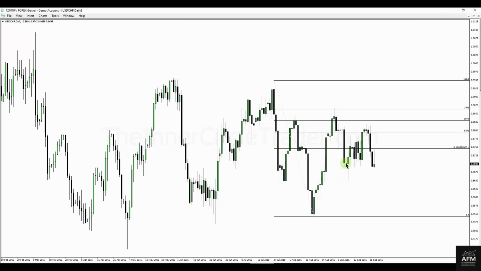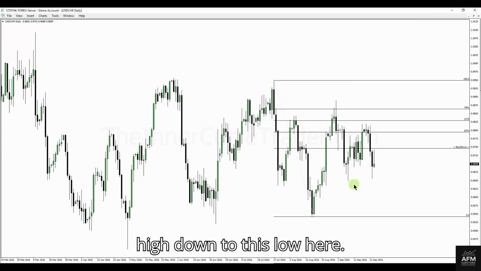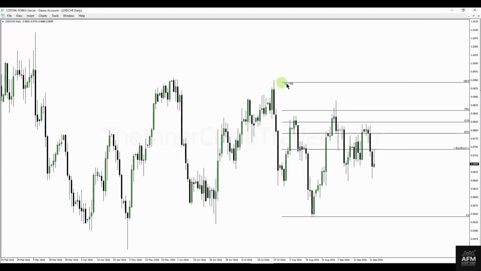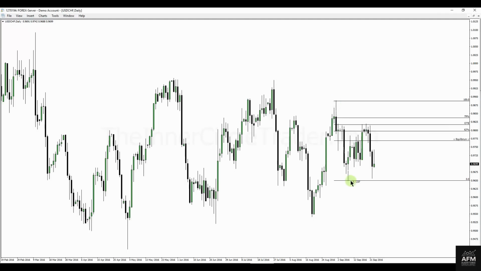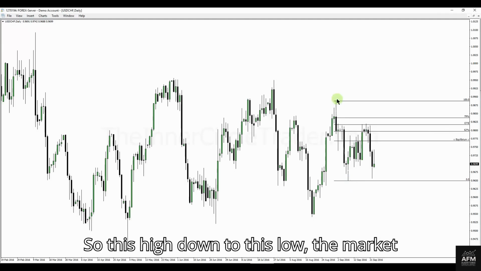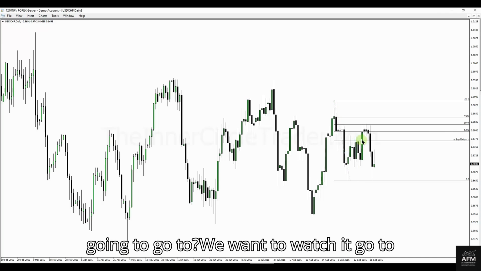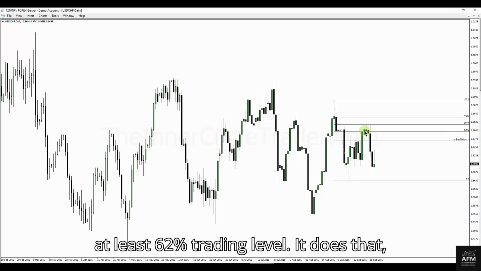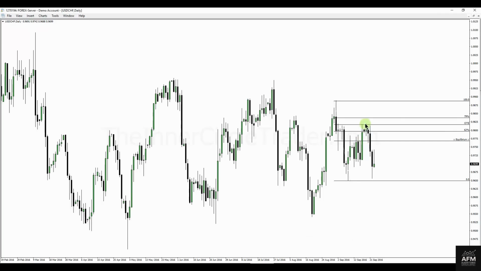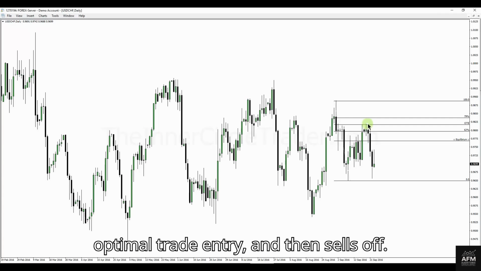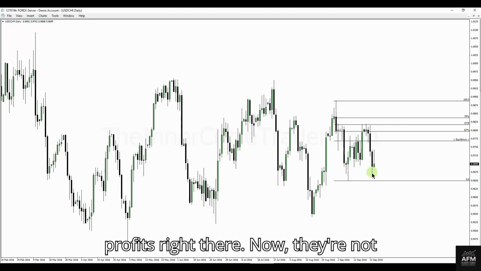But the market creates another range, this high down to this low here. So this high down to this low, market goes above equilibrium here. Where's it going to go to? We want to watch it go to at least the 62% retracement level. It does that, goes right up to the 70.5 OTE, optimal trade entry, and then sells off. Where do you take profits? Below the swing low. Right here's the swing low, take profits right there.